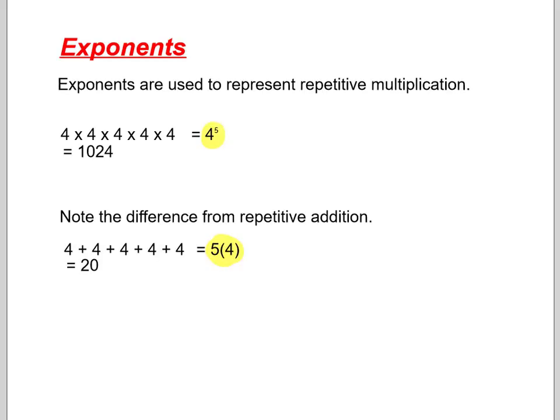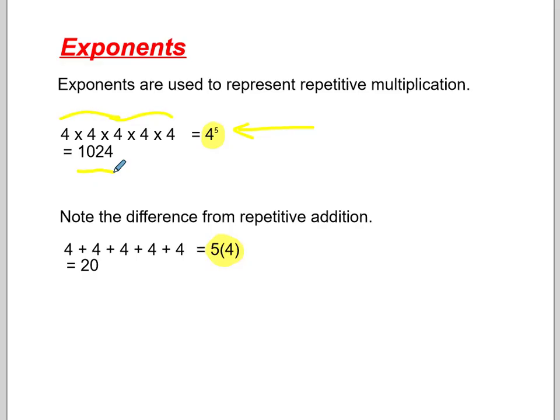Just a reminder, exponents, and this is really important to note the difference here, are used to represent repetitive multiplication. If you notice here, I have repetitive multiplication. I have 5 4s all multiplied together, so that's 4 times 4 times 4, etc. Notice the difference. That little 5 is small and written as a superscript. It's up high. So that's 4 to the power of 5, called 4 to the 5th. You get a very large number when you multiply that together, 1024.